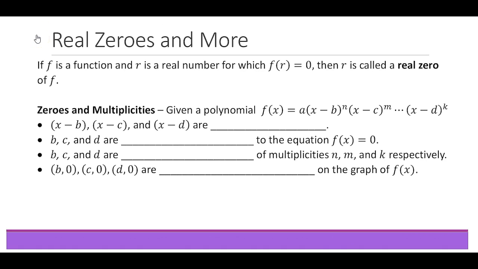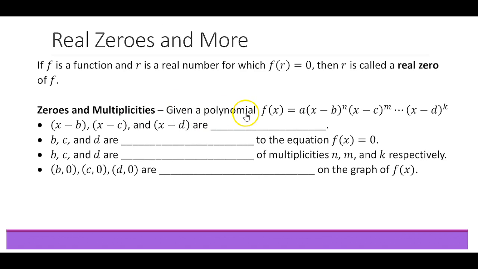Now that we've covered the end behavior of the graph, we want to think about real zeros and their connection to the graph. So if I have a function f, and r is a real number for which f of r equals 0, then r is called a real zero of f. Now we're going to talk about these zeros and what are called their multiplicities.